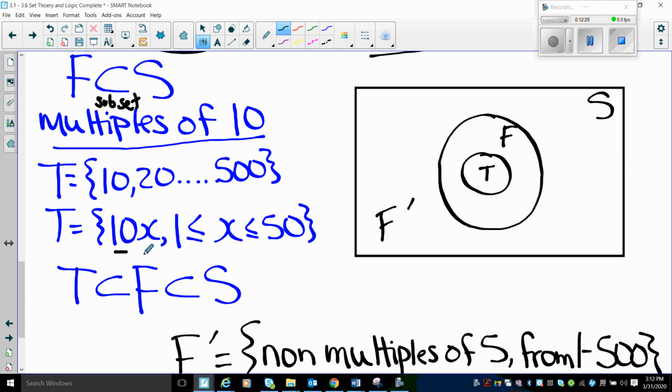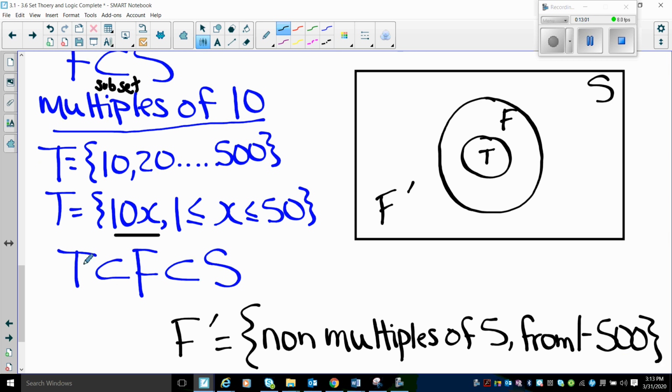So again, if I write 10x, that's saying multiples of 10. And then again, it would just have to be between 1 and 50 would be my x's that I could put in there, because that would give me all of my numbers from 10 to 500 this way. Because if I sub in a 1 there, I get 10. If I sub a 50 in, I get 500. So if I choose values between 1 and 50, I will get all of those ones. And this is simpler than writing it all out by hand.